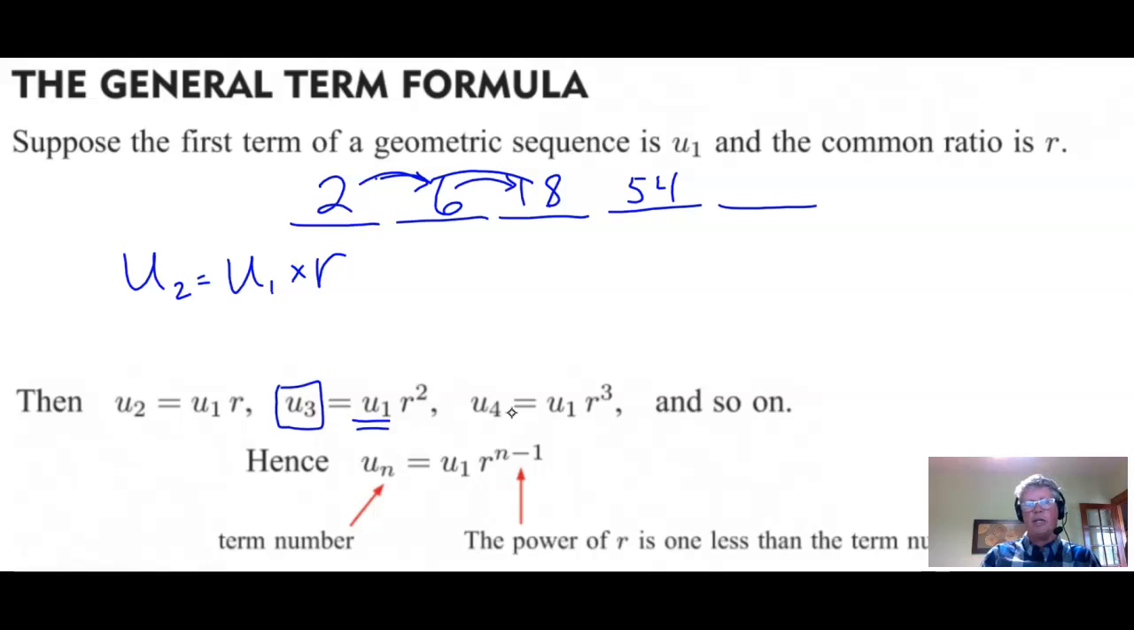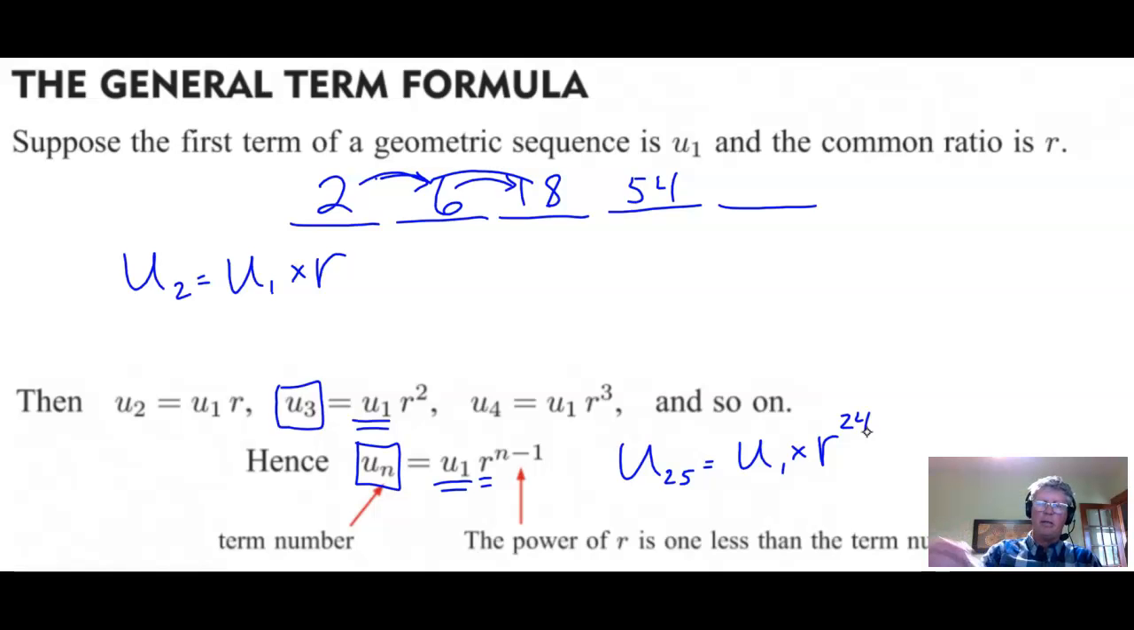So a lot like yesterday, we're looking for patterns. To get to any term, I start with the first term, I multiply it by r, n minus 1 times, to get to the nth term. So if I wanted to find the 25th term, I would start with the first term and I'd multiply that by r 24 times.